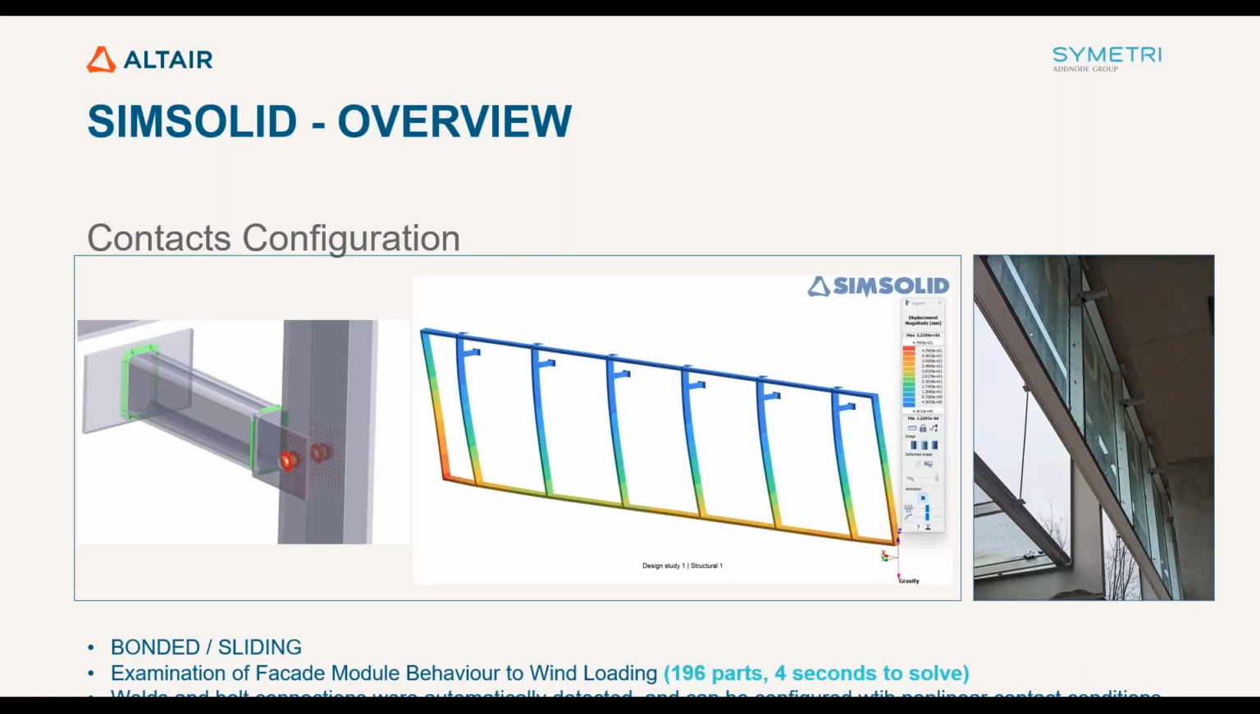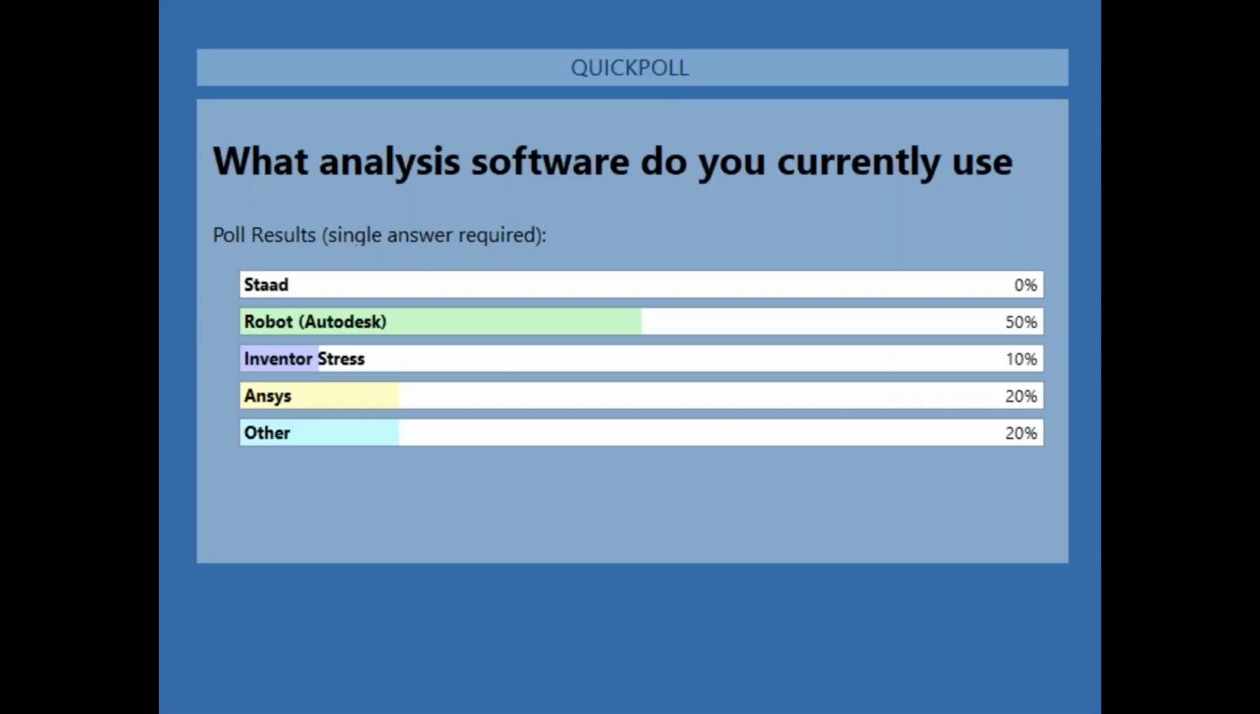Okay, so let me share it, let me see if you can see it. You can see here, we have a mixed bag in the poll. We have about 50% of the audience using Robot, which is a dedicated structure analysis software, which is no surprise there. And we have 20% of people using ANSYS, which is a bit like SimSolid, and then other tools in there. So thank you very much for sharing. I'm just going to hide that.